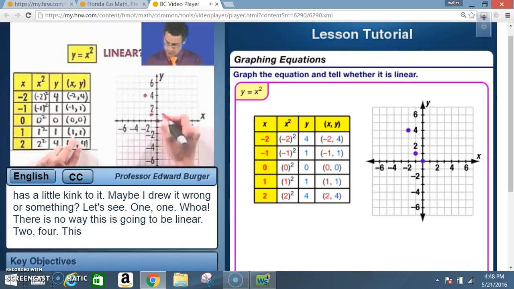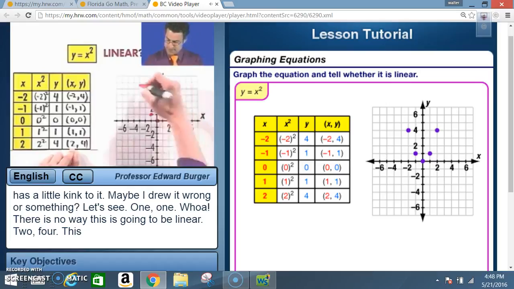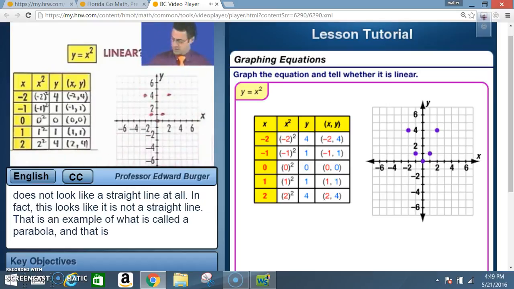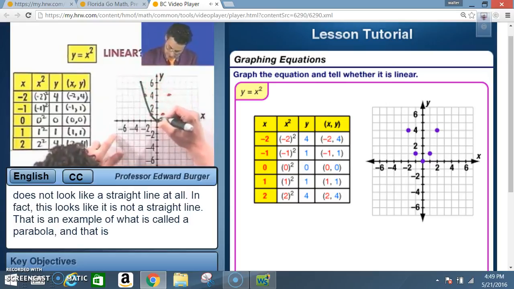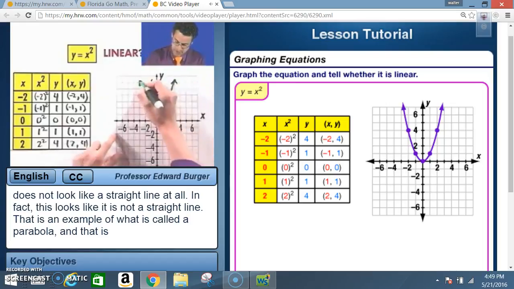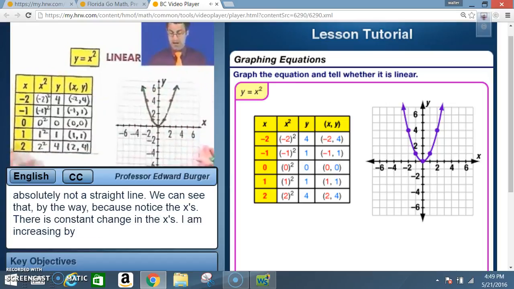1, 1. Whoa, whoa, whoa. There is no way this is going to be linear. 2, 4. This does not look like a straight line at all. In fact, this looks like a really not straight line looking thing. It's actually an example of what's called a parabola. And that is absolutely not a straight line.